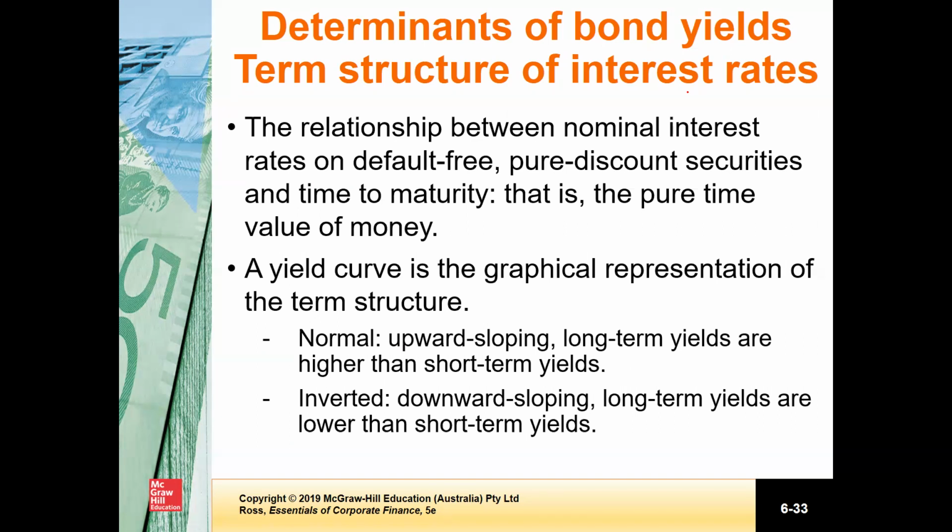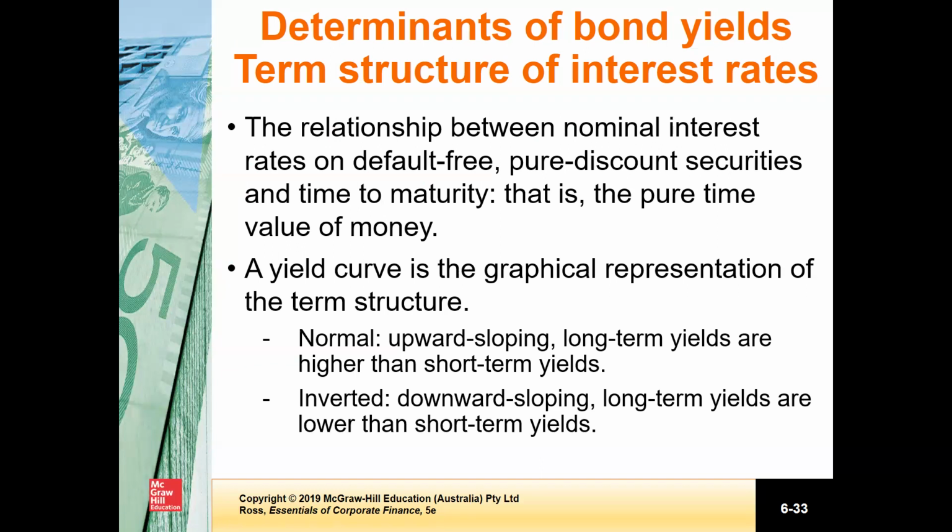So look, at any point in time, short-term and long-term interest rates will generally be different. Sometimes short-term interest rates are higher, sometimes long-term interest rates. Now, what do we mean by short-term and long-term interest rates? A short-term interest rate could be the interest rate on 90-day bank bills. On the other hand, a long-term interest rate could be 10-year government bond yields. So these interest rates are typically different.